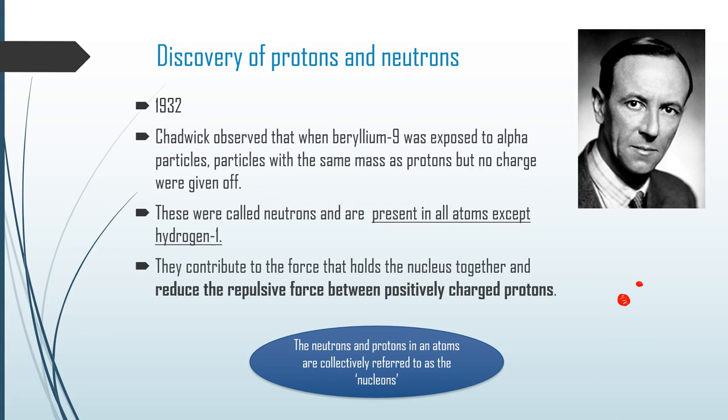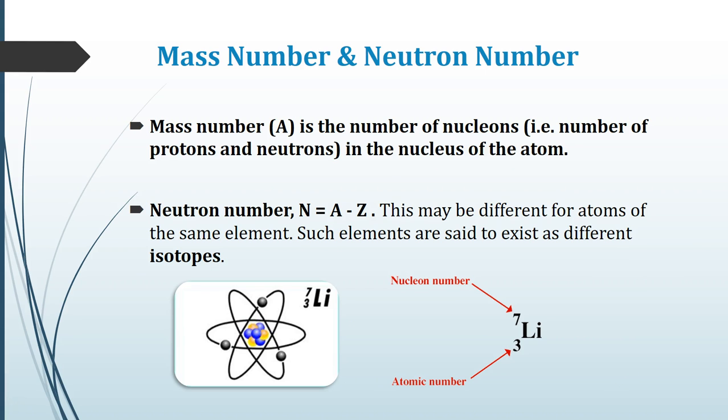As I mentioned before, the neutrons really contribute to the force that holds the nucleus together and reduce the overall repulsive force on those protons. What we are interested in with our atomic number and mass number at this stage is being able to write the nuclide symbol notation for an element and differing isotopes. The mass number A is the number of nucleons, so protons and neutrons together, and therefore if we want to know the number of neutrons, we can take the mass number and subtract the atomic number, and that will give us the number of neutrons.